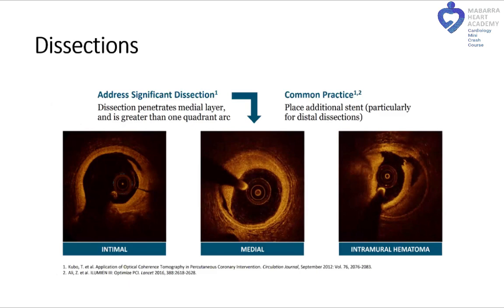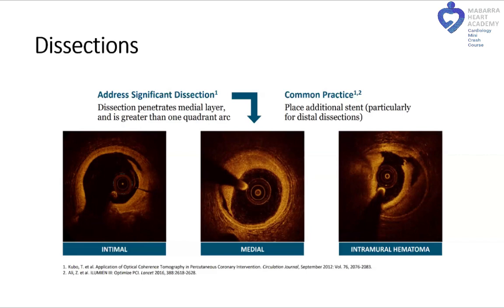On the image on the left-hand side, you can see a dissection which only involves the intimal layer. In the middle, the dissection is more severe, so it extends to the medial layer. And on the image on the far right, this is intramural hematoma. So this is a very severe dissection.